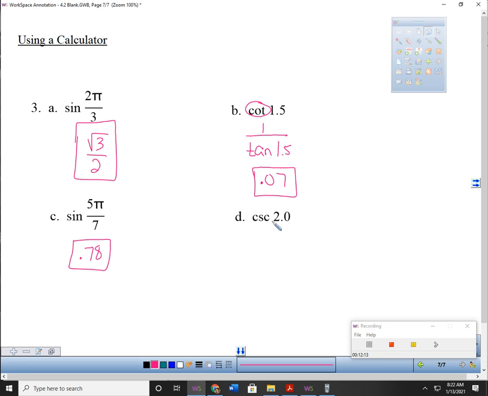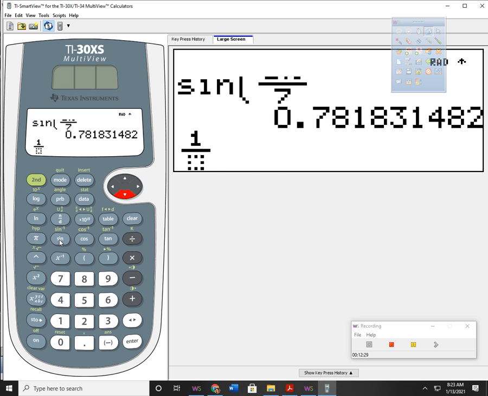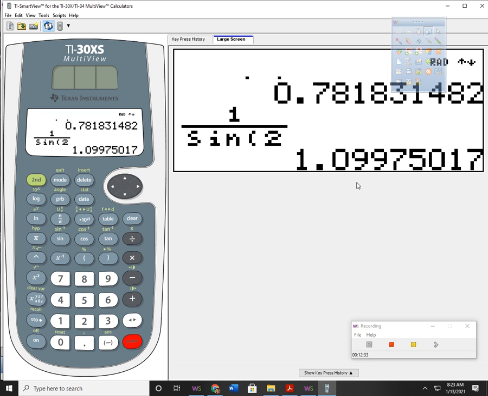And then we don't have a button for cosecant because that's an inverse, but that's the inverse of sine. So we'll do 1 over sine 2. You don't have to put the 0.0. And you get 1.09, so that would be 1.1.